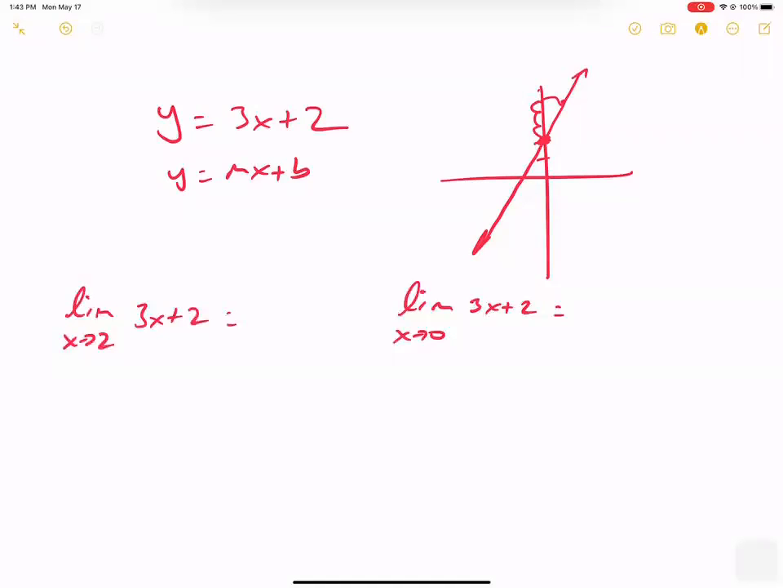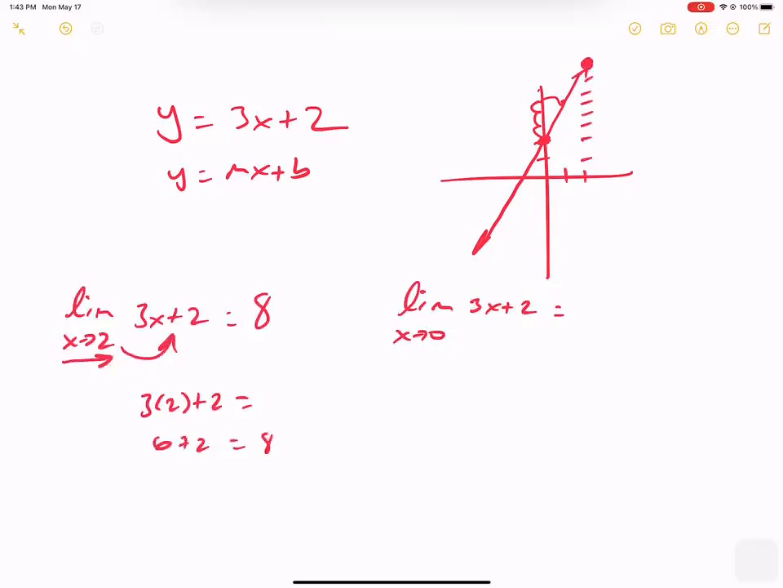Oftentimes, 99% of all the limits in the world are what you expected. If I say as x approaches 2, well, just what does it look like at 2? Plug in 2. 3 times 2 plus 2 is 6 plus 2 is 8. The limit is 8. When x is 2, the y value goes 1, 2, 3, 4, 5, 6, 7, 8. The graph looks like it should be 8, and the graph is 8.